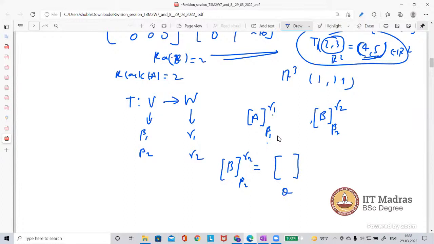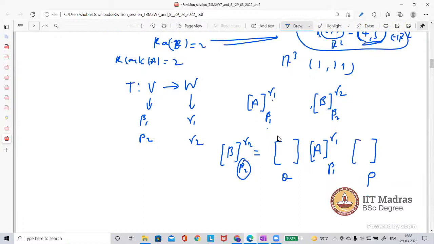So let's say this is Q and this is A, which is with beta 1 and gamma 1, and this is P. The process is: this is for beta 2, and now let's say I want to find the image with respect to T. The best way is, let's say this is X. The vector X is in V, so it will be expressed in beta 2. Then you multiply with the matrix to find the image.